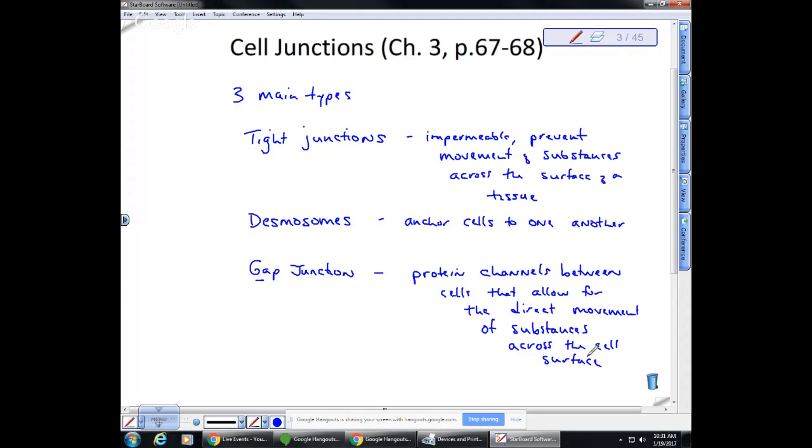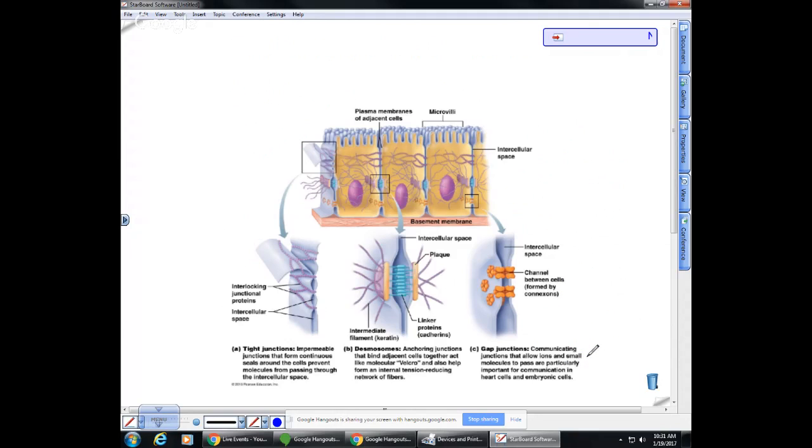Okay. So let's take a look at these. There's an image in your book that you should study, and it looks something like this. This just shows a group of epithelial tissues. So this could be, for example, the lining of the intestine. This just shows it's a single layer of column-shaped cells. And this is what is referred to as the basement membrane, where the epithelial tissue is anchored.